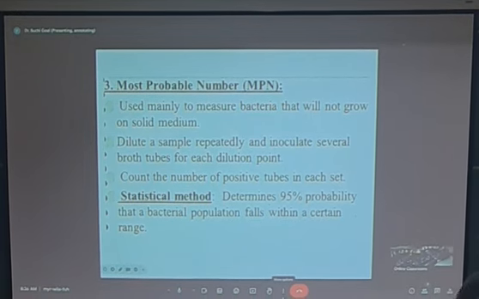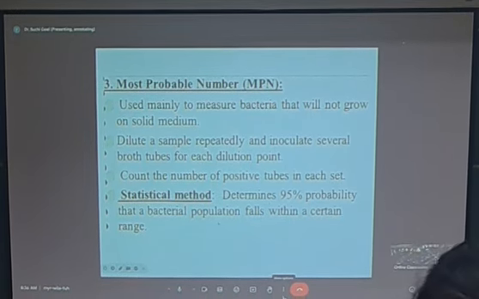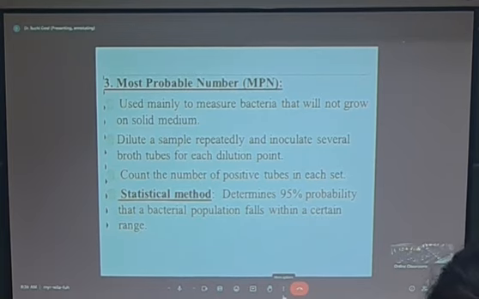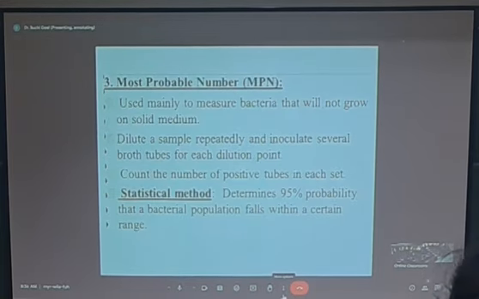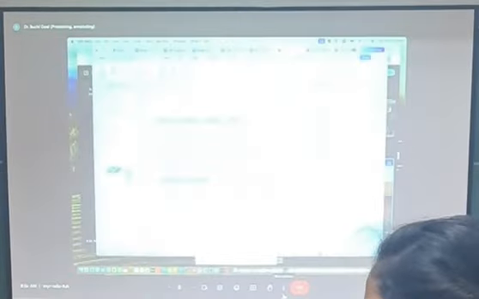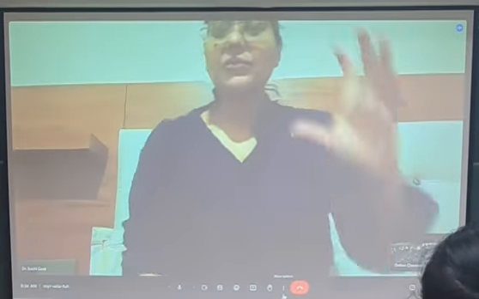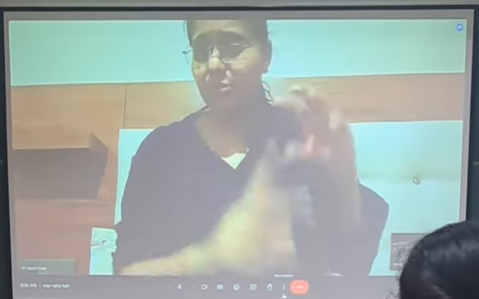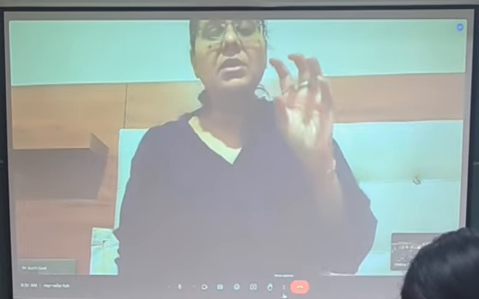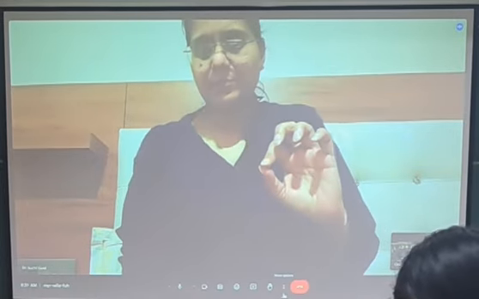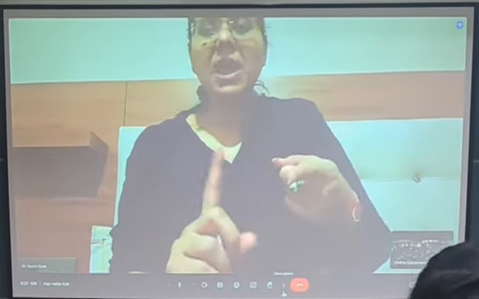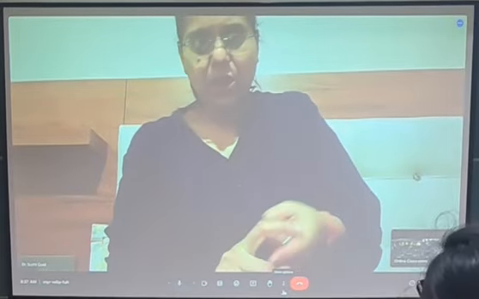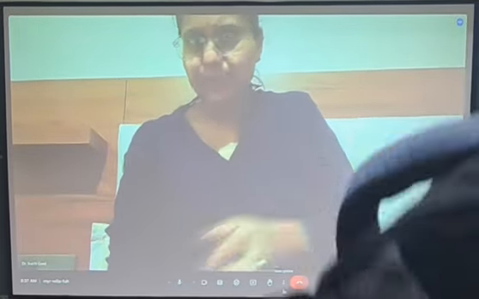It determines a 95% probability that your population falls within a certain range. Okay, so basically, this is a commercial method also, where you tend to determine what is your CFU per ml. Okay, for example, the RO water which you are using, or any drinking water you are using.